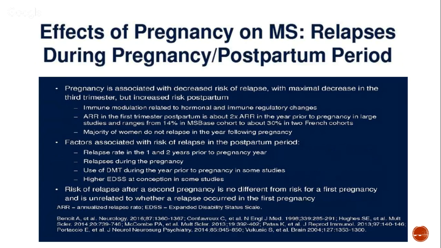The analyzed relapse rate in the first trimester postpartum is 2 times. So this is postpartum. They're talking about first trimester. So once they give birth, the chance is about 2 times more than what they had prior to getting pregnant. So you want to get them on medication as soon as they have their child, depending on whether they want to nurse the baby or not.